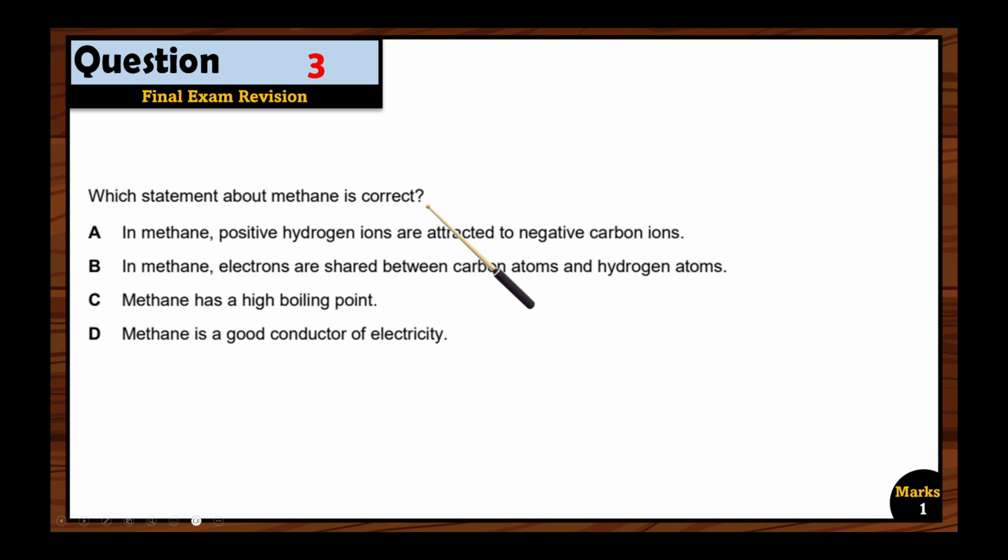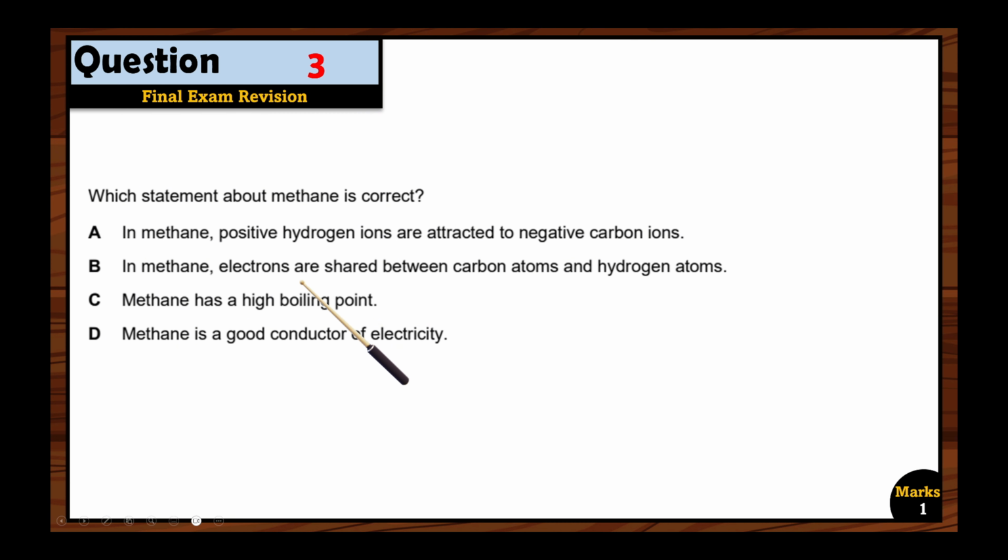Which statement about methane is correct? In methane, positive hydrogen ions are attracted to negative carbon ions. Okay, so now methane is made up of carbon and hydrogen, right? CH4. So carbon is a non-metal, and hydrogen is also a non-metal. And a covalent bond is always formed between two or more non-metals, right? So why are they saying positive hydrogen ions? It means there should be no ions in the covalent bond. A covalent bond is about the sharing of the electrons, right? And it is formed between non-metals. So methane is made up of two non-metals. So this option is wrong.